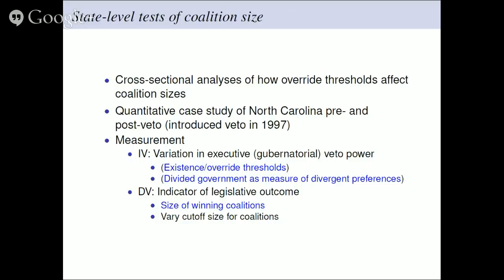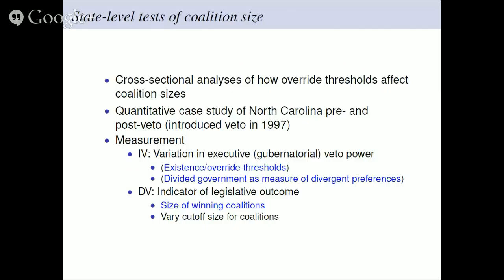Okay, so how am I going to test this? The first thing I'm going to do is simply a cross-sectional analysis of veto override thresholds in the states. And I'm going to look at how coalition sizes change within each state based on their override requirement. The second way is I'm actually going to leverage the introduction of the veto in North Carolina in 1997 and compare coalition sizes in North Carolina between 1996 and 1997.